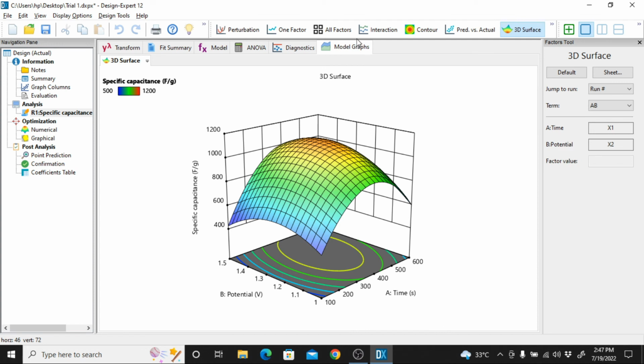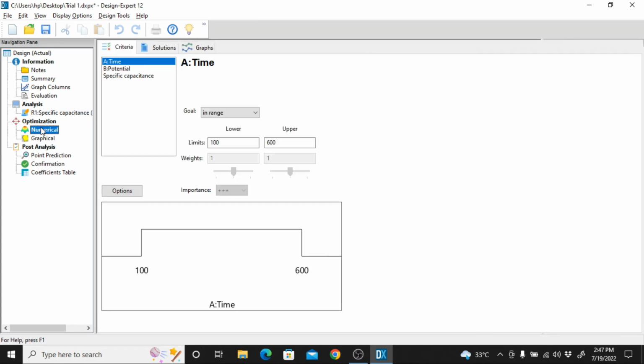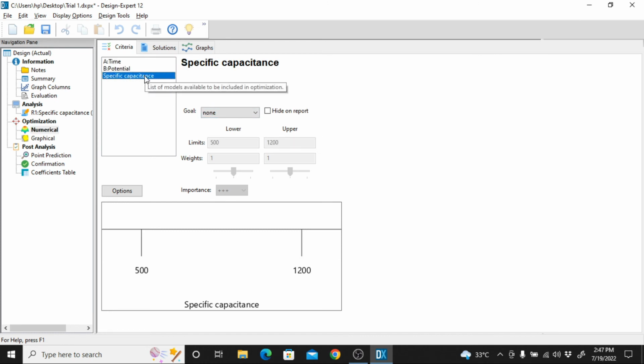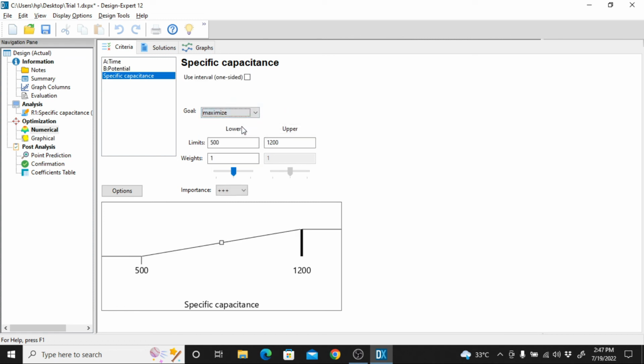Okay, let's say you have done the experiment. The R-square is now okay, getting 0.8 and above. So you want to proceed to the optimization. Just click optimization here, click numerical. Then you're going to set whether your time is in range or maximum. Normally the parameter we put in range, potential also in range, but for the response, we want to maximize it as much as we can.